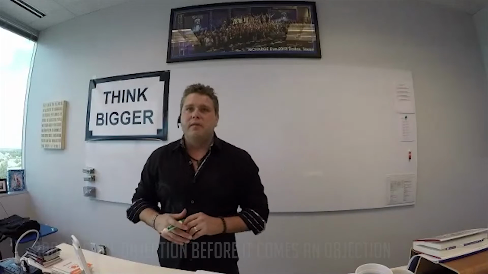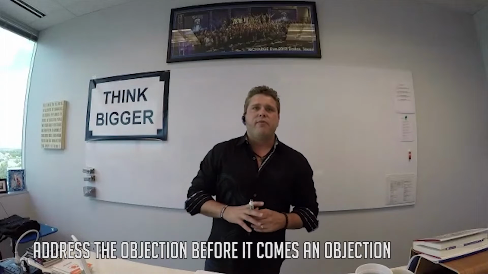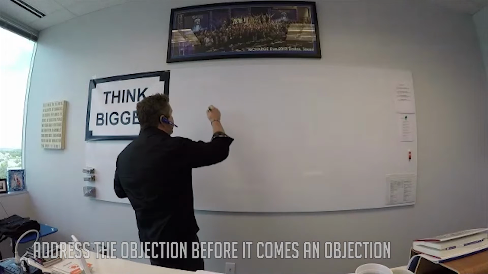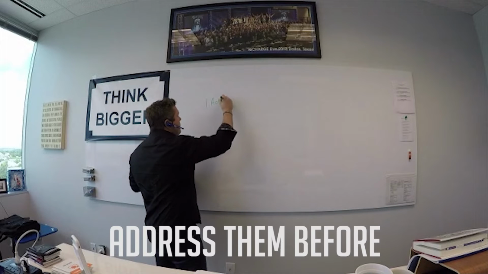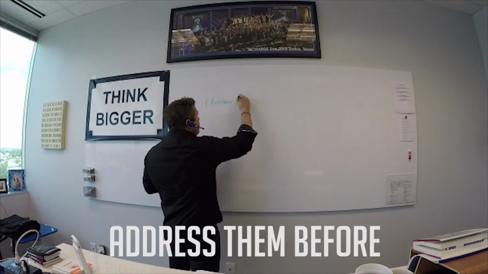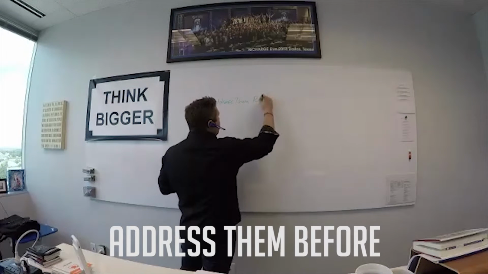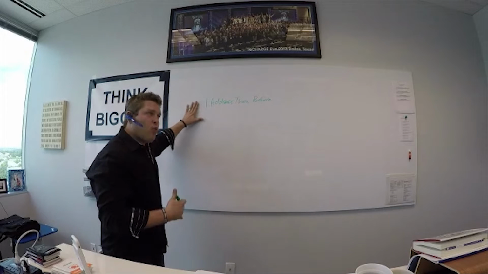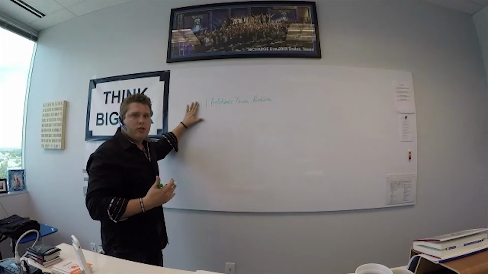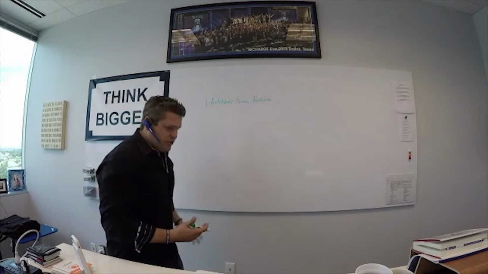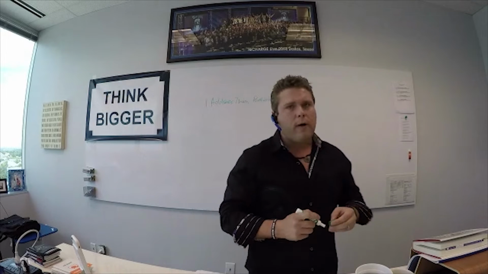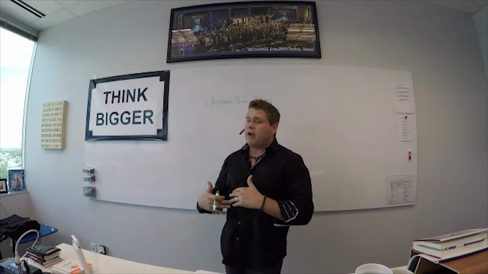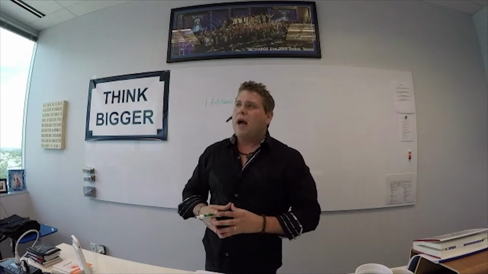The art of overcoming objections. I'm going to cover a couple of different topics, but number one is this: I want you to address them before. For short, address the objection before it becomes an objection. Part of the art of overcoming objections is you address these things before and you set their expectations. So how does it all work?